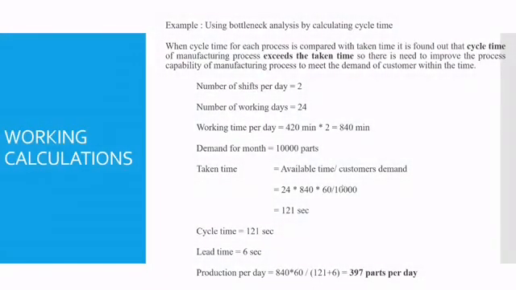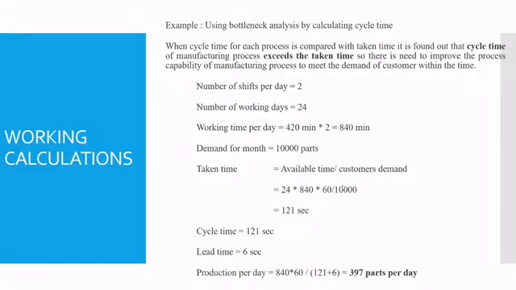This is an example of a working calculation using bottleneck analysis by calculating cycle time. When the cycle time for each process is compared with takt time, it is found that the cycle time of the manufacturing process exceeds the takt time, so there is a need to improve the process capability of the manufacturing process to meet the demand of the customer within the time.